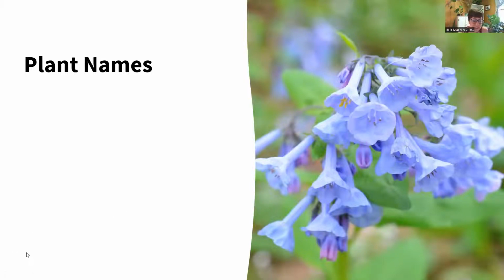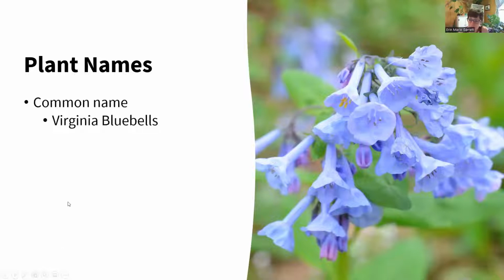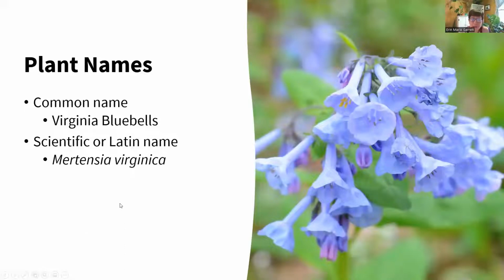So many of us are saying Virginia bluebells or bluebells, which is a common name for this plant. And some of you used the scientific or the Latin name, Mertensia virginica. So that was the first test for today, but we're already seeing that there's two different names that we could use to describe this plant.